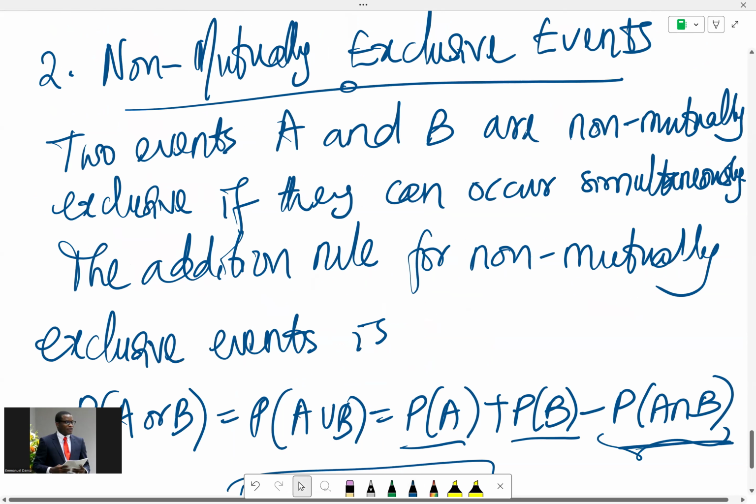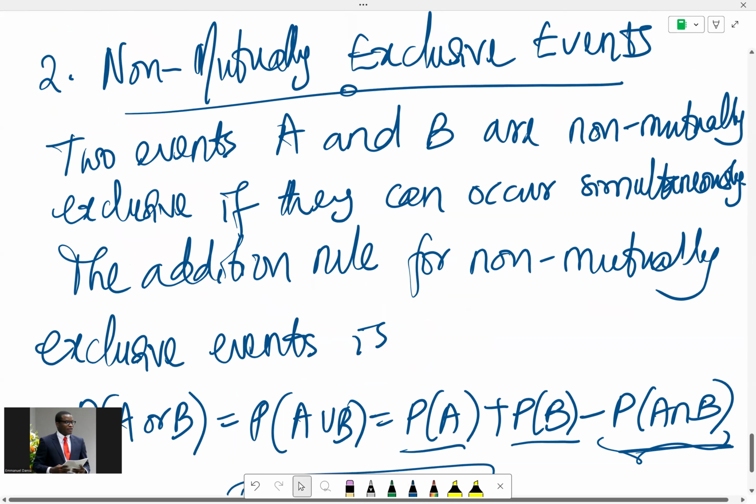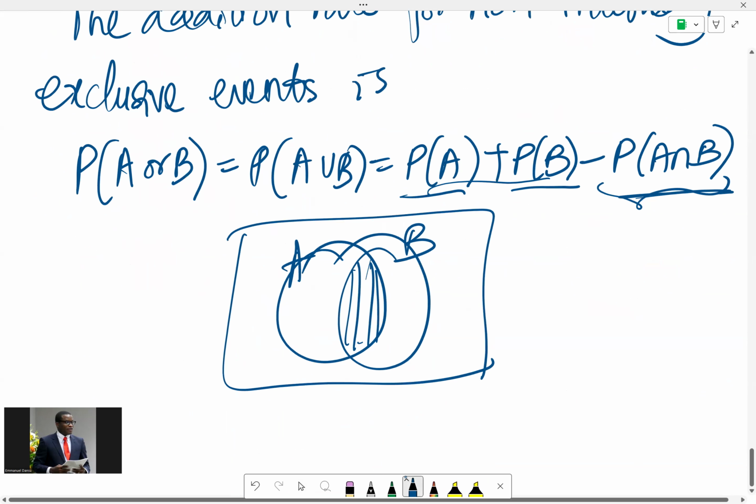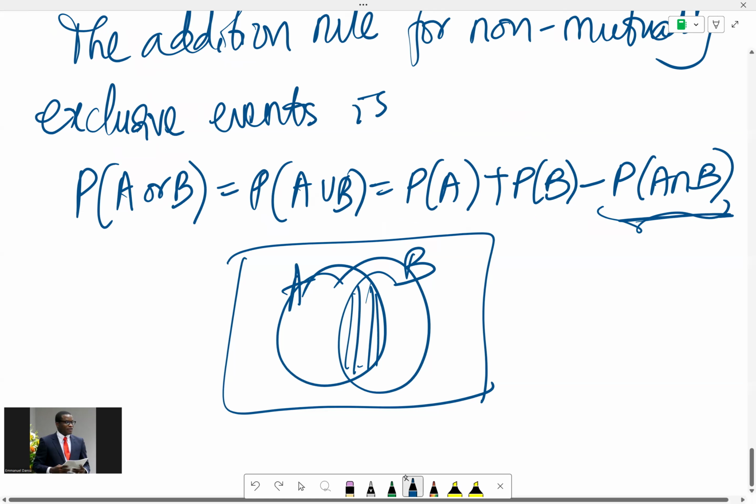But in the other case, there's no common region. That's why we just add these two and we are good to go. All right. So that is for non-mutually exclusive events. So let's try to drive that point home.